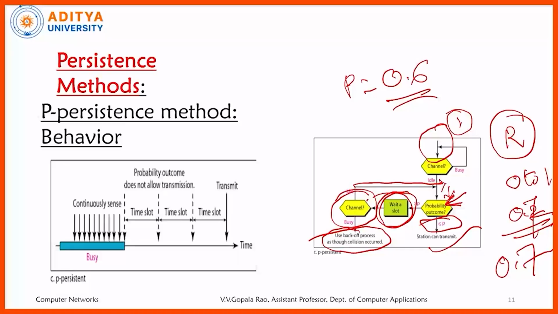But all these things are possible in CSMA, carrier sense multiple access. Here every time we allow the station to sense the channel, so that is why it is called carrier sense multiple access. The main concept is multiple access, which means we are allowing the channel to be shared by multiple stations. We are using a technique called carrier sense, which means we allow the stations to sense the channel.